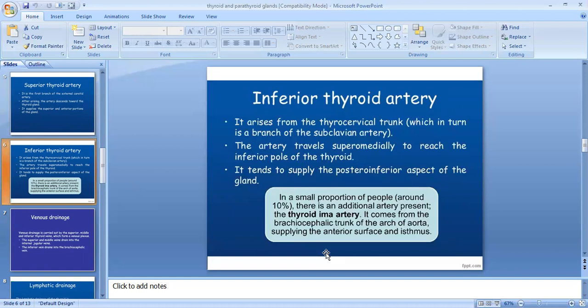Inferior thyroid artery is a branch of thyrocervical trunk, which is a branch of first part of the subclavian artery. The artery travels superomedially to reach the inferior pole of the thyroid. It tends to supply the posteroinferior aspect of the gland. And in about 10% of people, apart from superior thyroid artery and inferior thyroid artery, thyroid is also supplied by another artery which is known as thyroid ima artery. It is present in 10% of people, and the origin of this artery is from the brachiocephalic trunk or the arch of the aorta, and it supplies the anterior surface and isthmus.